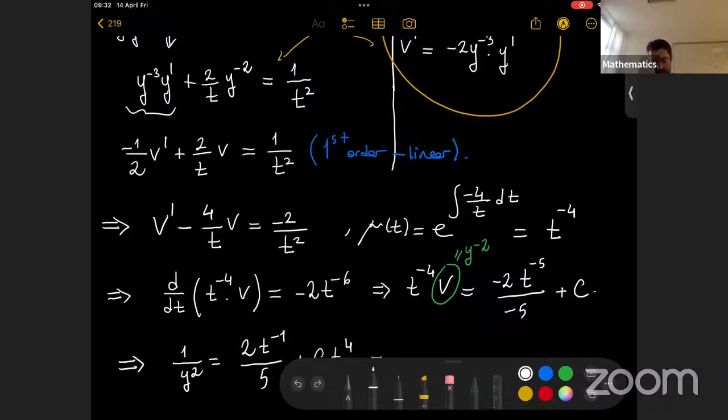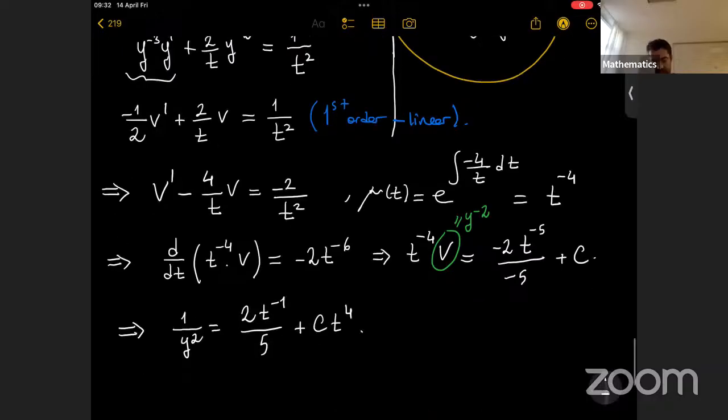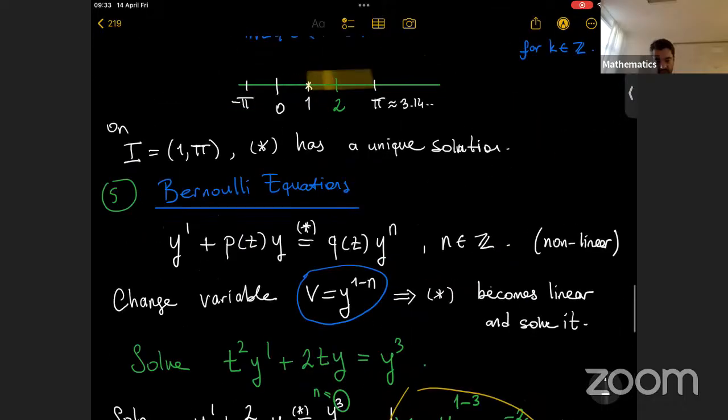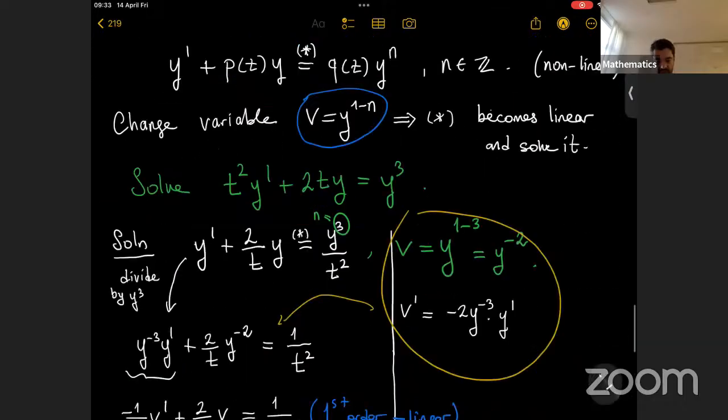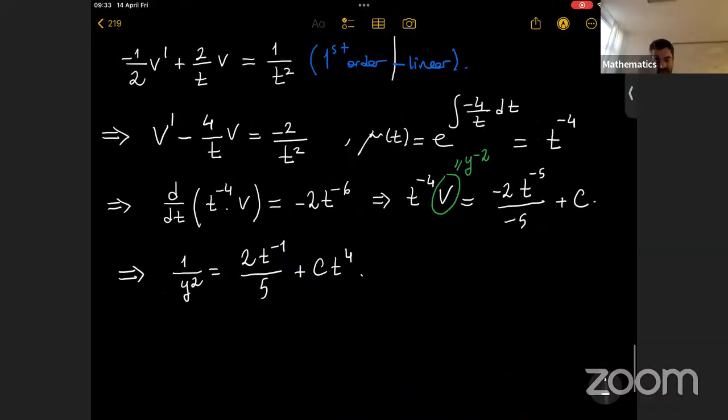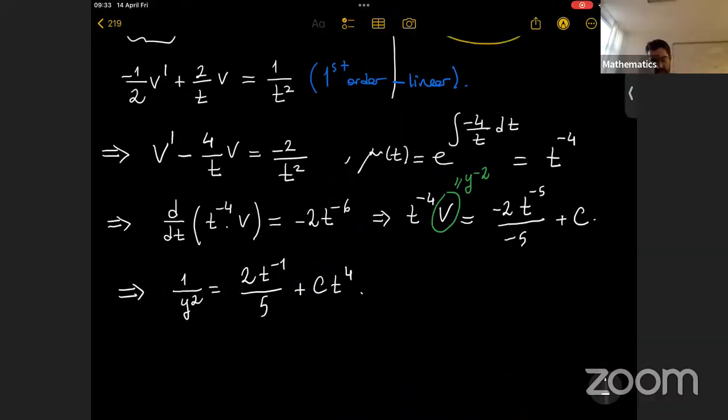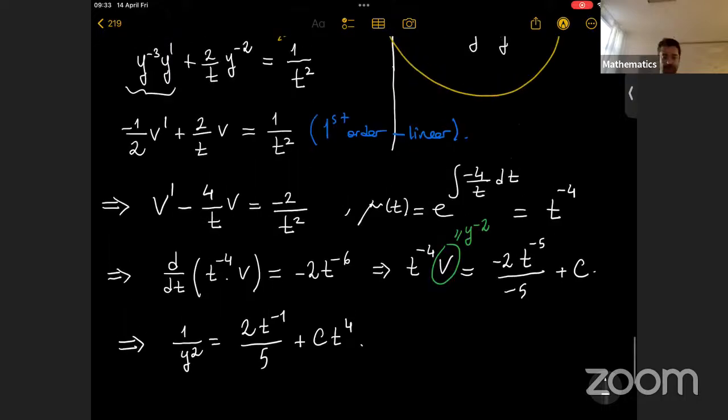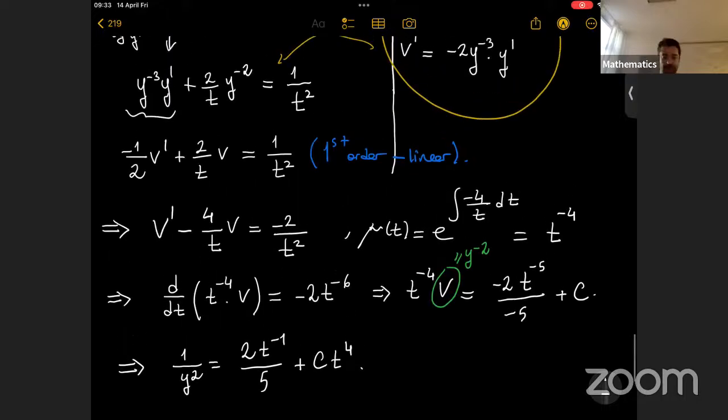It's enough to leave it like this. Since we don't know whether y is positive or negative, we don't have an initial value here. You cannot write the explicit solution. You can leave it like this, okay? Any question with this? All right, let's give a break here for 10 minutes. So let's continue at 9:45.